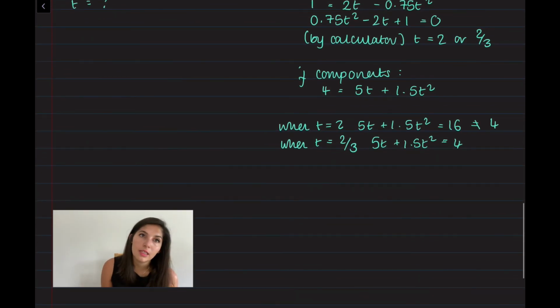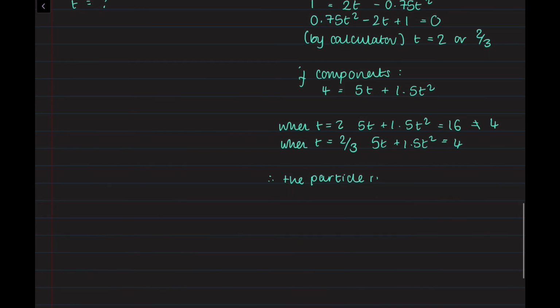So t is 2/3 satisfies both equations. So I know that's the time that my particle is at that position vector.